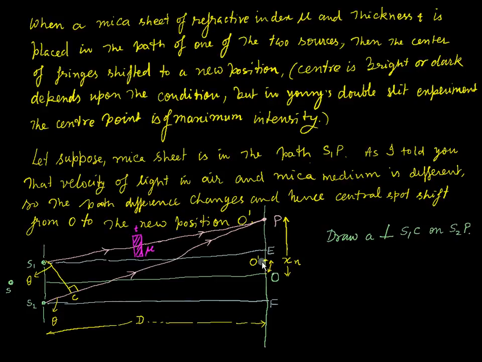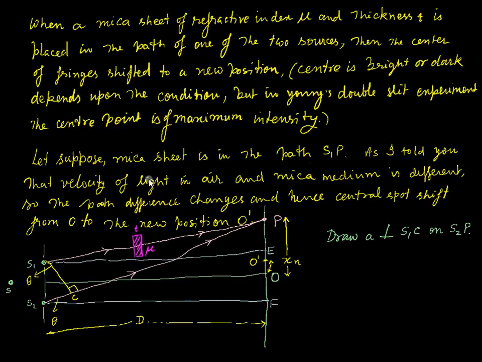I am repeating again that this is the concept, the idea of this topic. When you place a mica sheet in the path of one of the two light rays, the center of the fringe is shifted from O to O prime. How much it shifts, that distance we have to find. And the fringe width, and the comparison without the mica sheet, these things we will see.